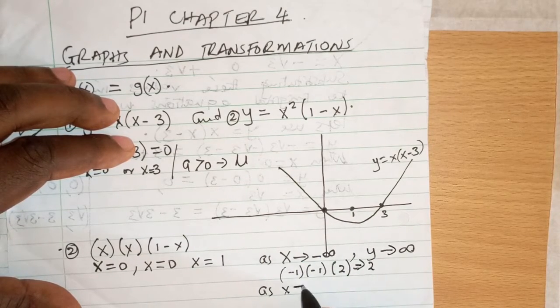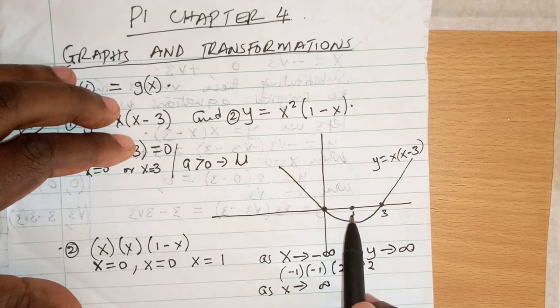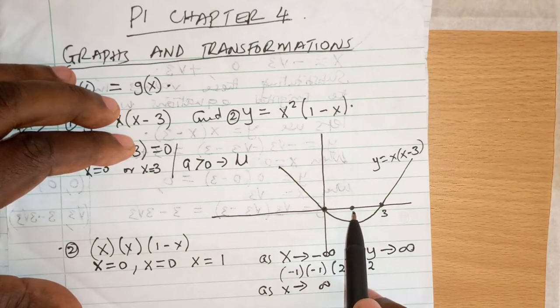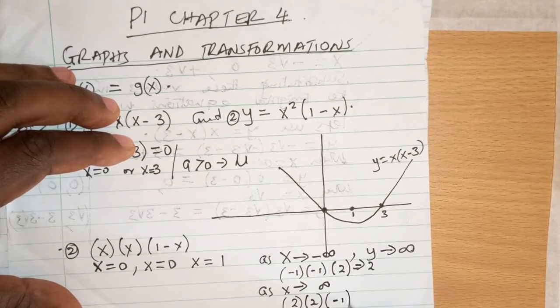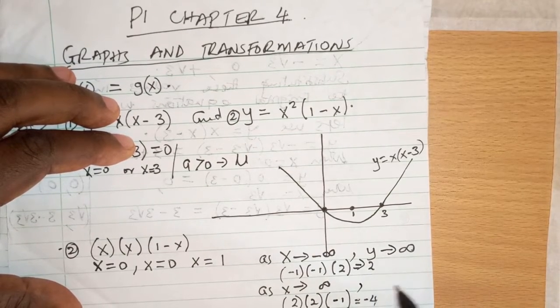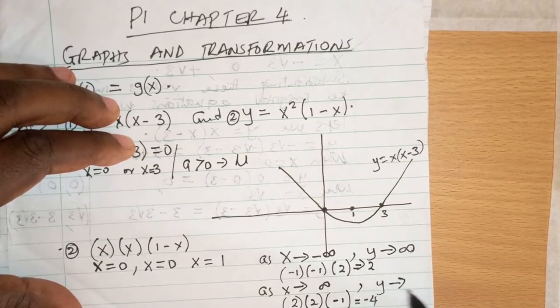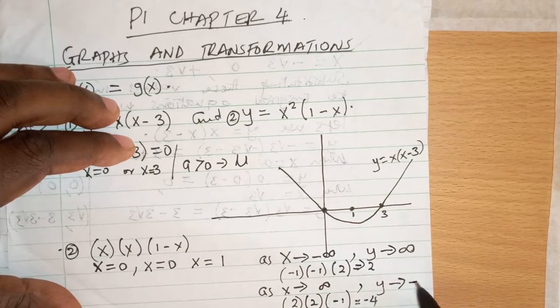As x approaches positive infinity, and the highest value of x as far as that function is concerned is 1, let's take 2. Squaring gives us 4, multiplied by 1 minus 2, which is minus 1. So this is negative 4. So you can easily see y approaches negative infinity.